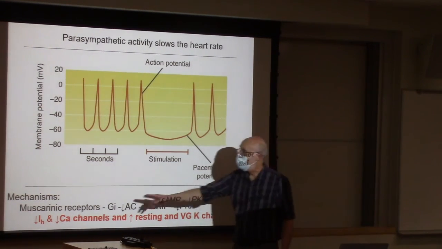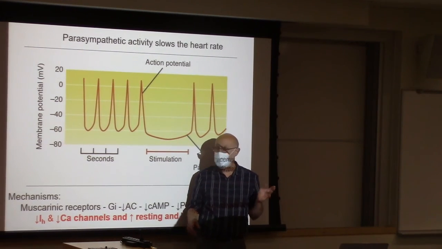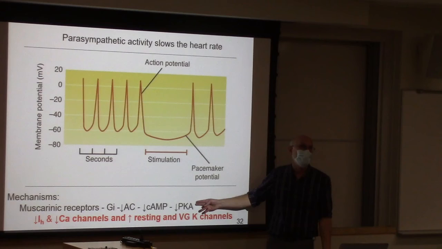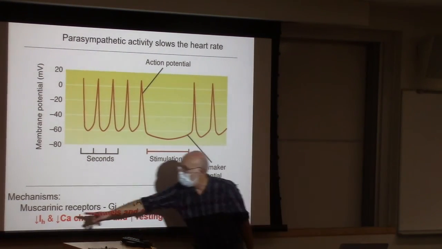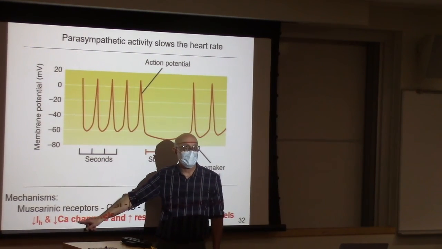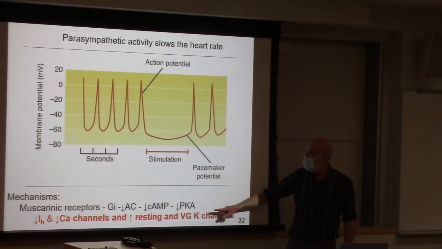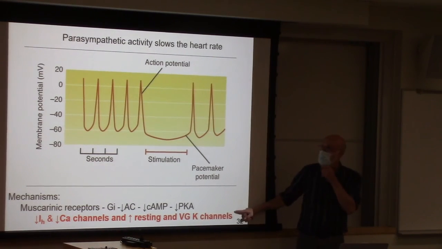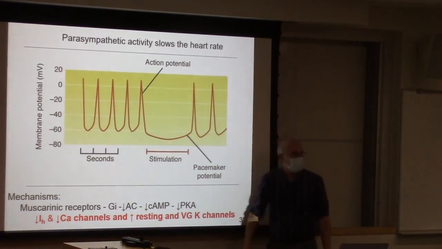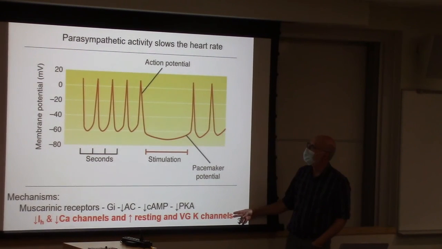Anyway, muscarinic receptors are coupled to GI. At least these are, it's going to get complicated. These muscarinic receptors are coupled to GI. So GI turns off everything that GS did. And we have a decrease in IH activity, slowing the heart rate. A decrease in calcium channel, slowing the rate and raising threshold, slowing the heart rate. And activation of potassium channels, making the maximum membrane potential more negative because of activation of resting and voltage-gated potassium channels.